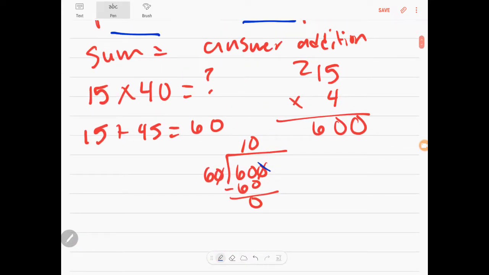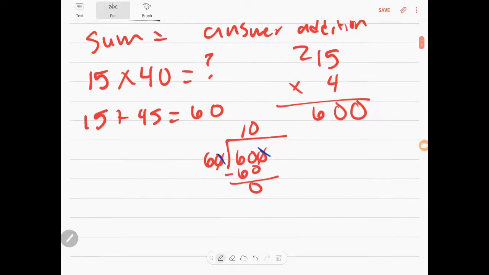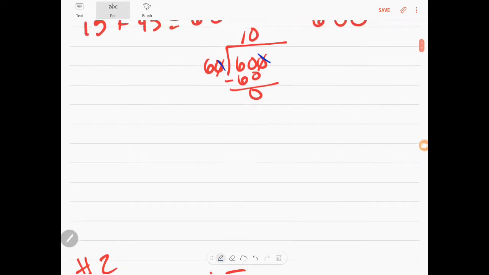So I have to divide 600 by 60. I canceled out the zeros. That left me with 6 divided by 60. And my answer is 10. Let's move on to the next one.